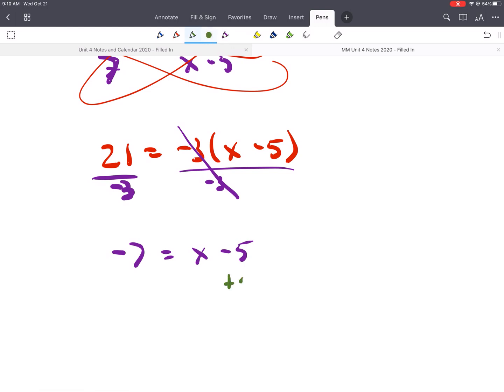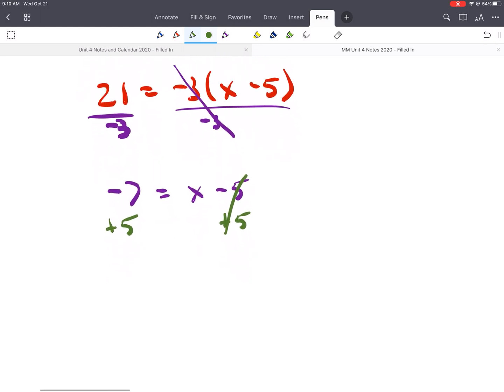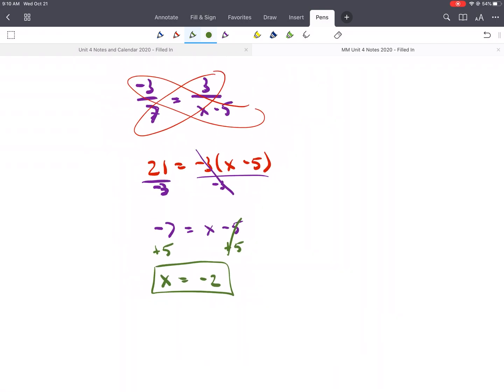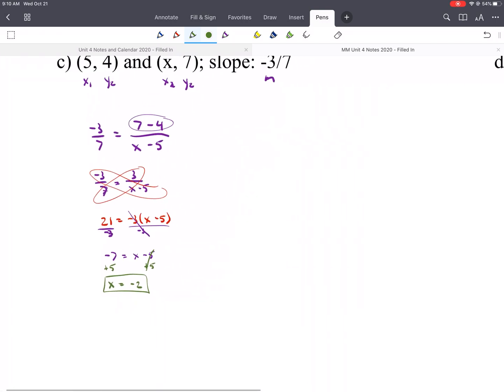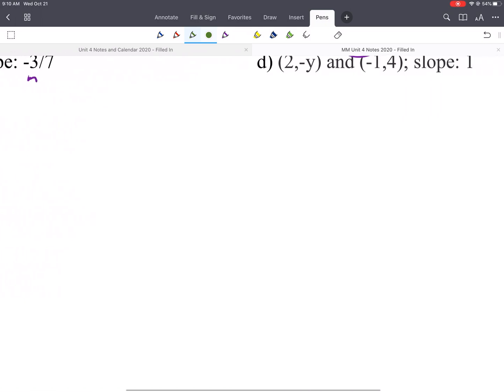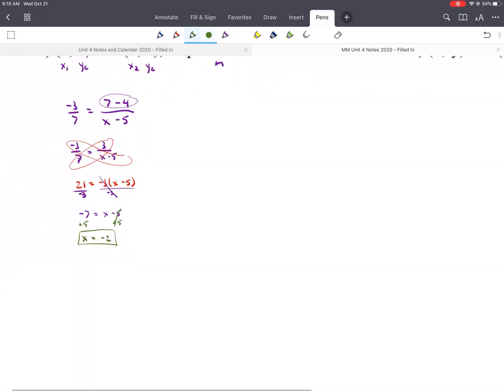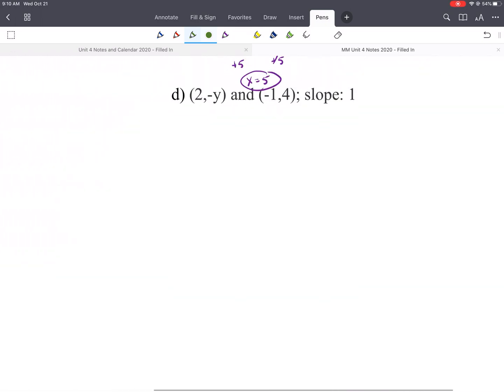And then we would add 5 to both sides. That's probably how I would do it. So that gives us x is equal to negative 2. All right. If you cross multiply, that's just fine. Or as I did that anyways, but you don't need to distribute if you wanted to.